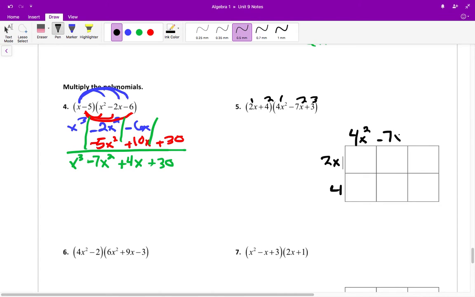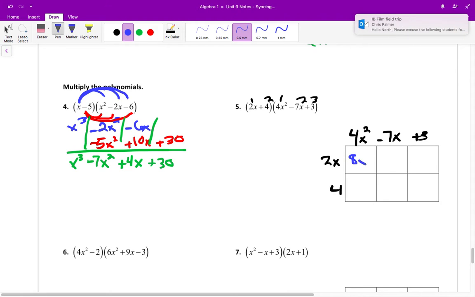minus 7x plus 3. Now, then what you do is you just find the area of each box, meaning you multiply the two things together that are on the sides. So for the first one here, you take 2x multiplied by 4x squared, would mean this first box is an 8x cubed.